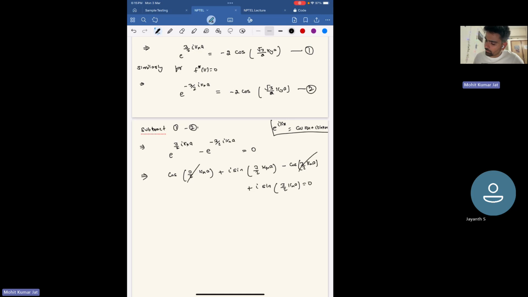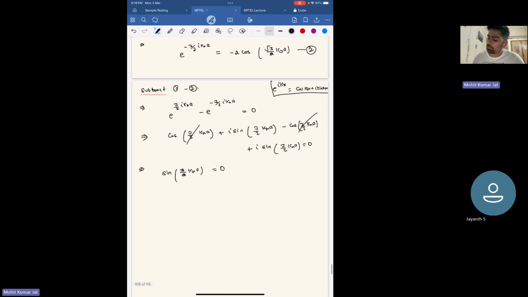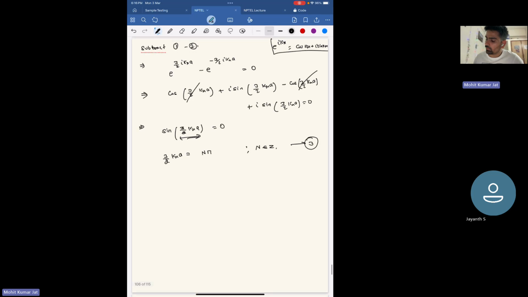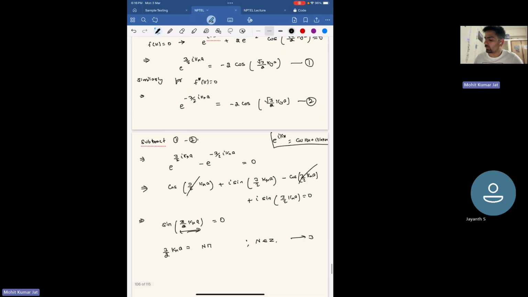These two terms cancel each other and this gives sine(3/2 kxa) equals 0. This can be possible whenever this term is an integer multiple of n pi. So 3/2 kxa is an integer multiple of n pi, where n belongs to integers. It can be 0, it can be non-zero, but it has to be an integer. This is the condition number 1. So let me give it equation number 3. This is the first condition.